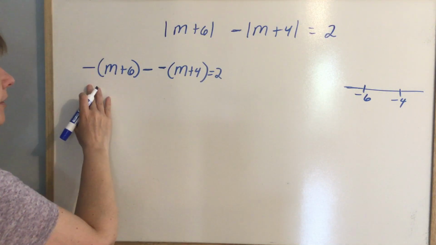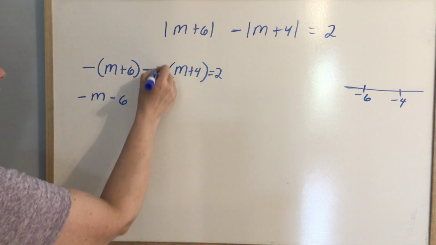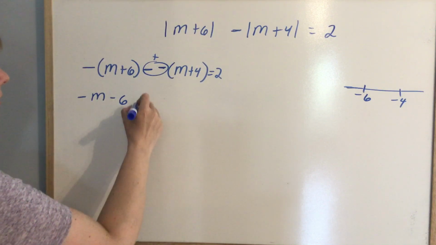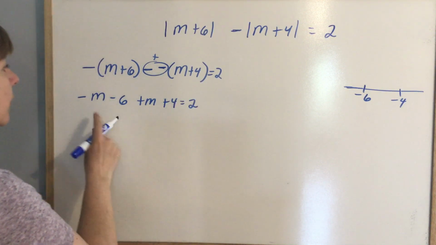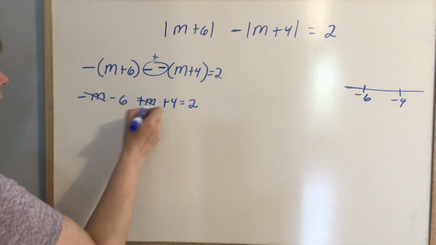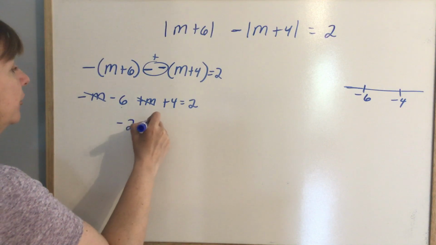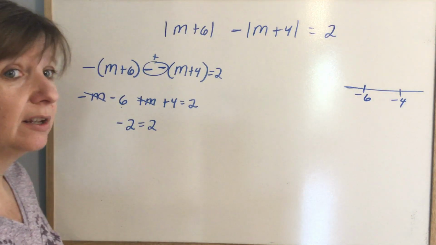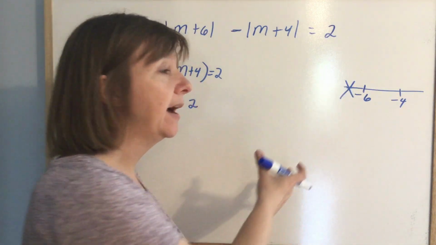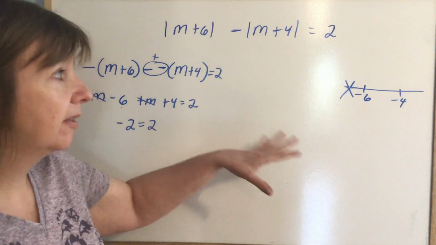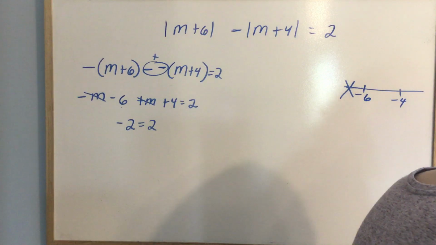So this, if I solve this, works out to be negative m minus 6. This actually is a plus, so plus m plus 4 equals 2. So negative m plus m is actually gone. Negative 6 plus 4 is negative 2 is equal to 2, which actually isn't true at all. So that means that in that section, there's no answer that actually works.